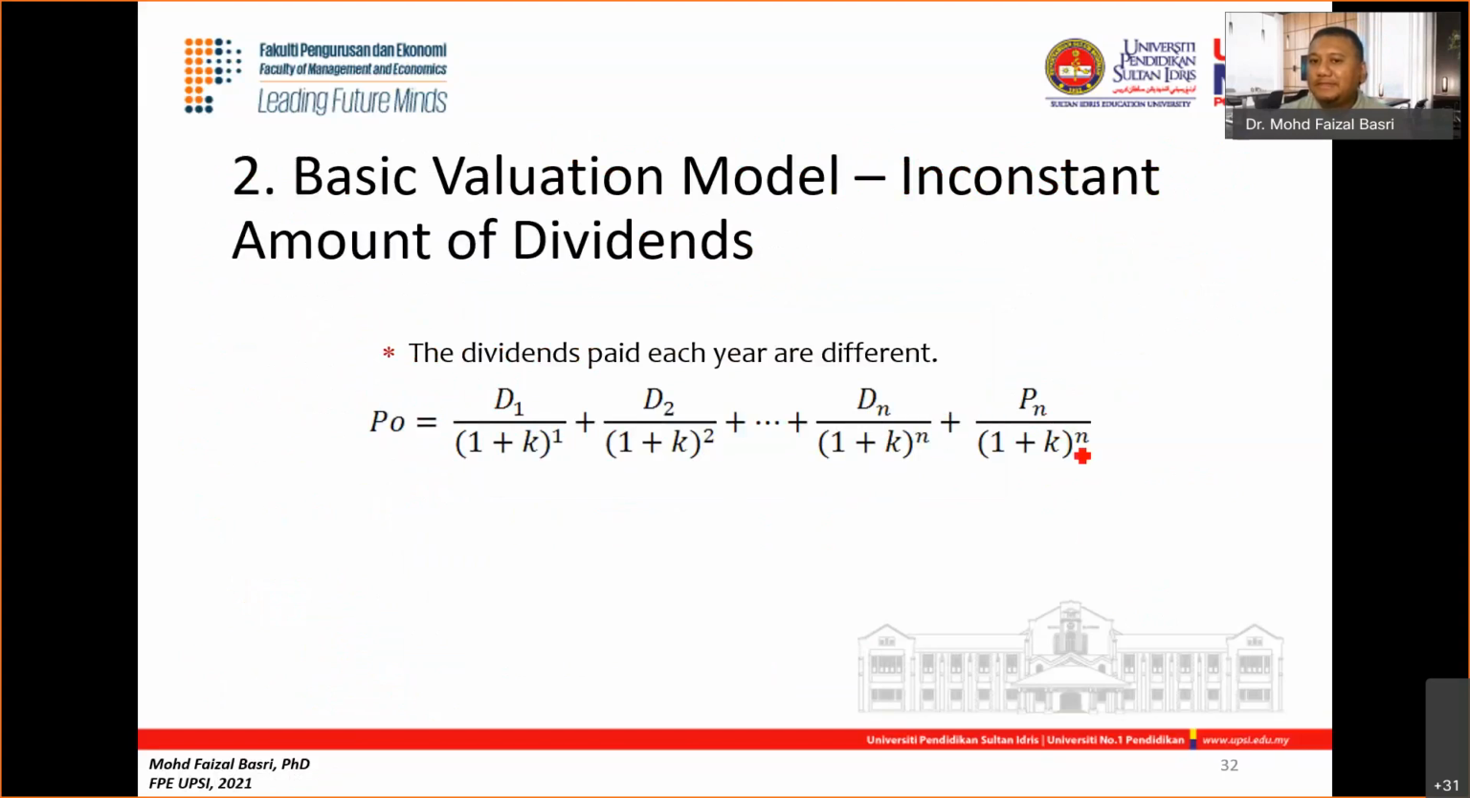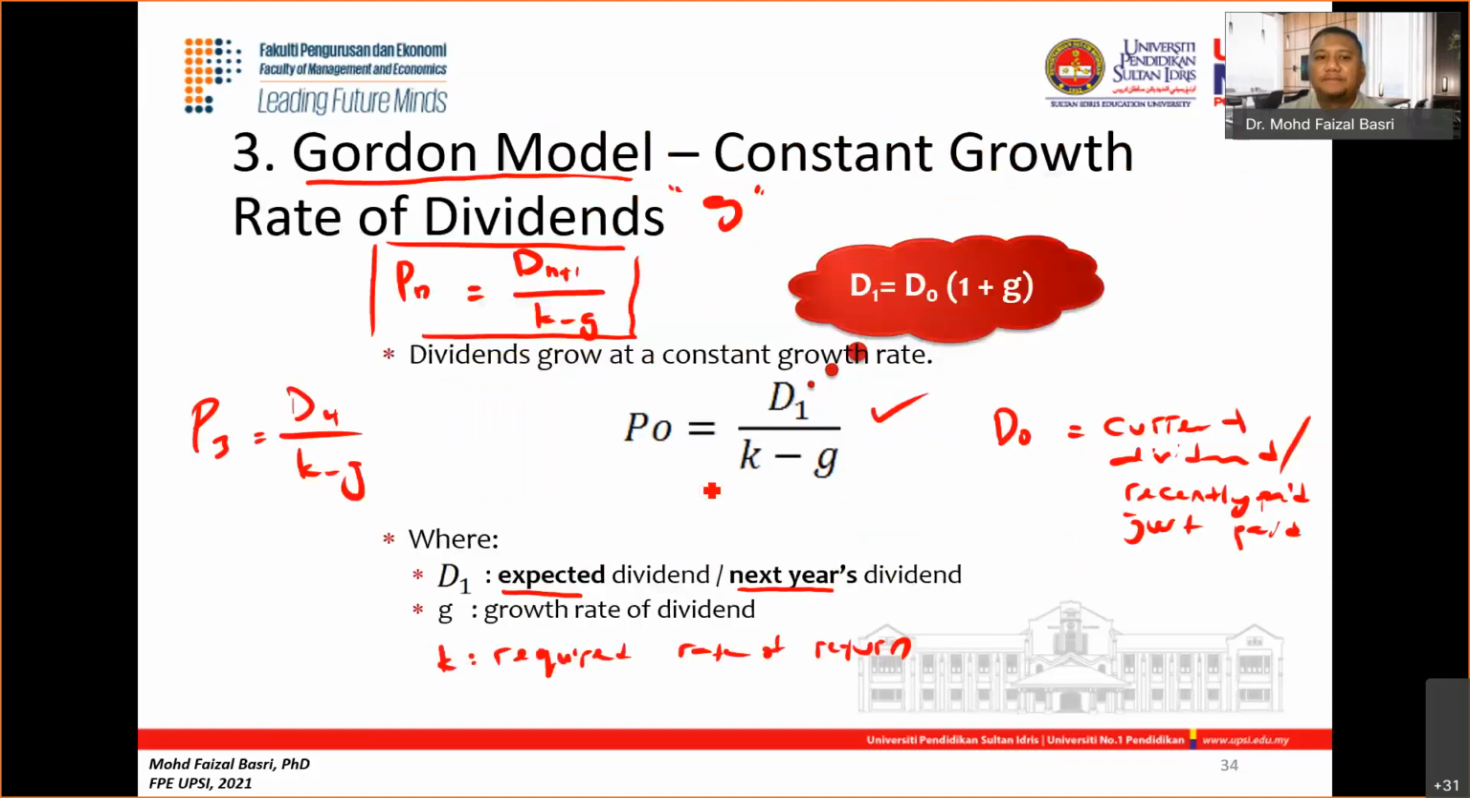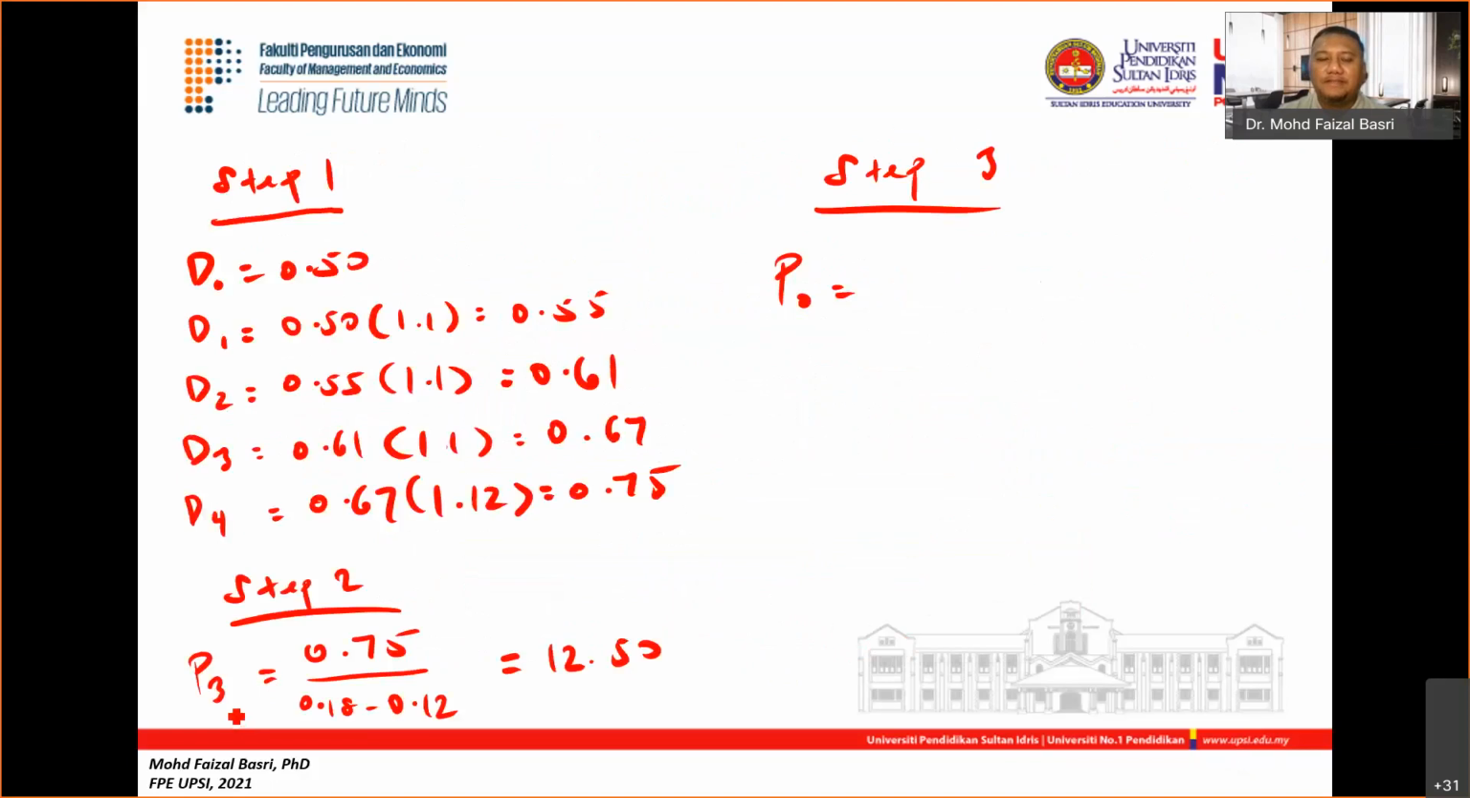N must be consistent. So kalau kita punya price 3, dividend 3. So kalau dividend 3, price 3, something like that. Okay, to the power of 3, to the power of 3 contohnya. Which appears in step 2. Kalau kita tengok kat step 2, we have P3. So we know if the price is year 3, our dividend must be for 3 years only. Okay, so if you look closely at step number 1, we calculated until D4.